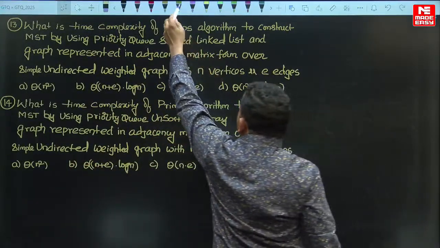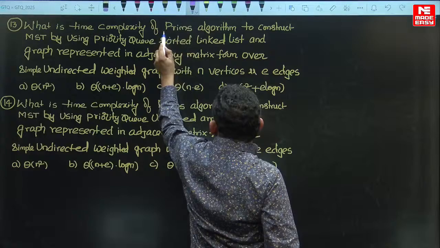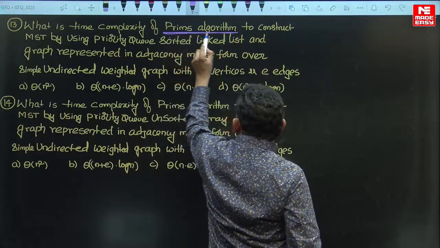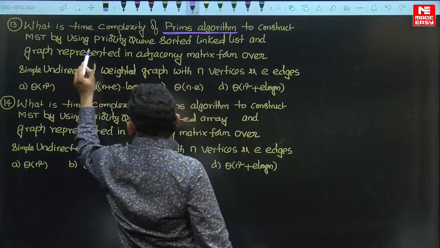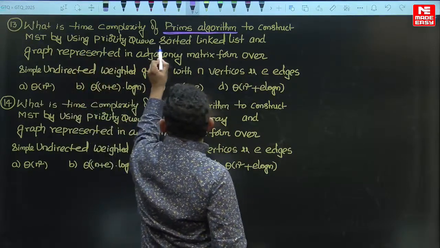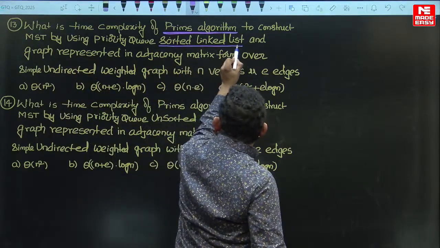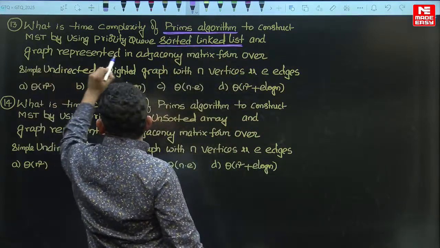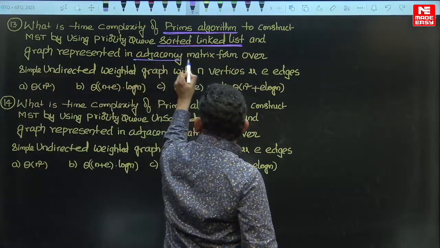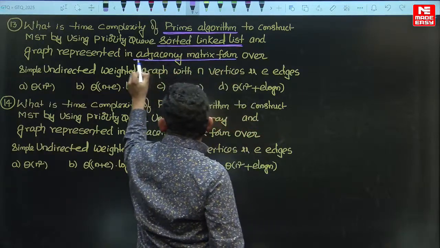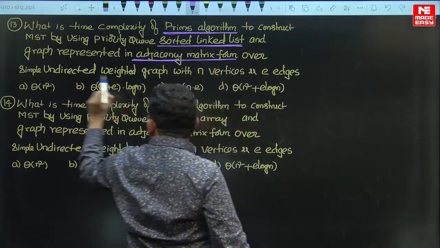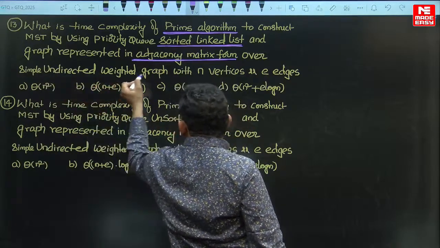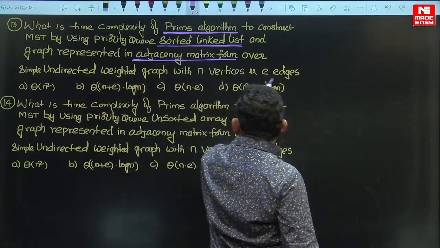So what is the time complexity of Prim's algorithm? Direct time complexity. Time complexity of Prim's algorithm to construct MST by using priority queue as sorted linked list, and the graph represented in adjacency matrix form, in a simple undirected weighted graph of n vertices and e edges.